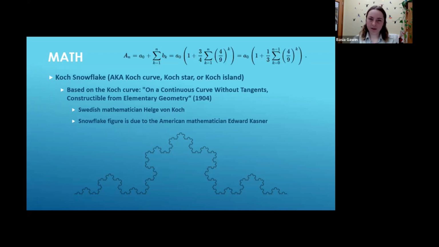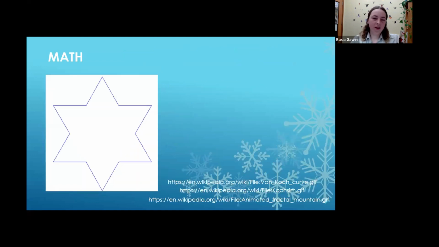And then as I kept researching this, stuff like this started popping up, and I said, I'm done here, so we will be done here. But here is an example of that Koch snowflake.